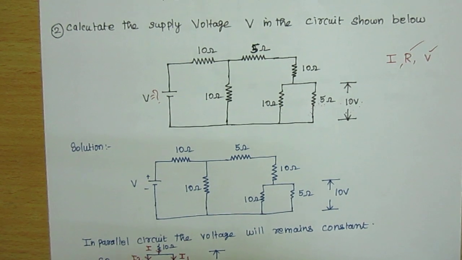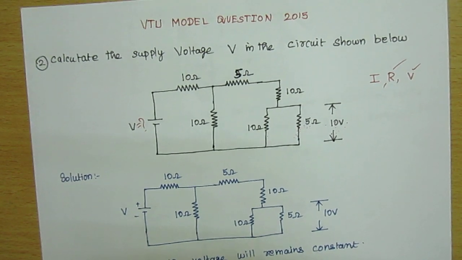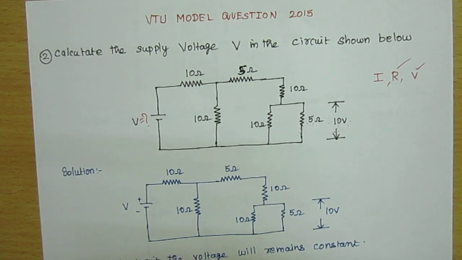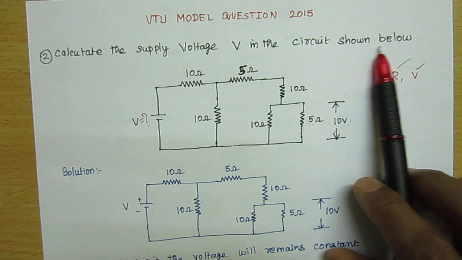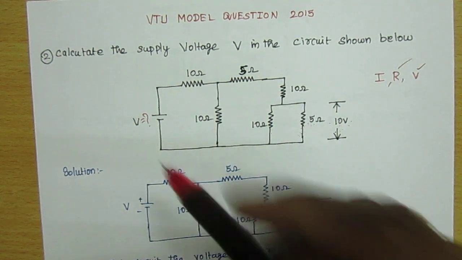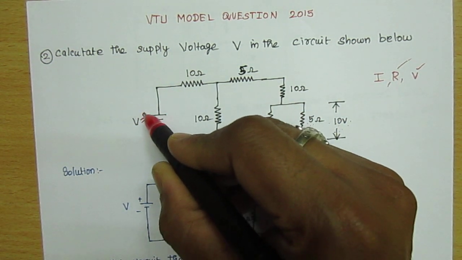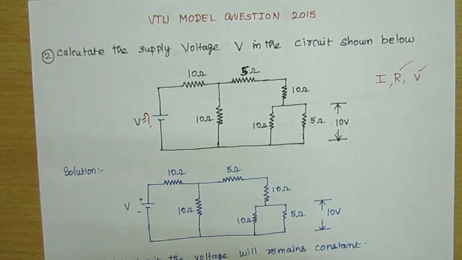This question was also asked in the VTU model question paper 2015, under the current and voltage divider rule. Calculate the supply voltage V in the circuit shown below. This is the given circuit. We are supposed to find the voltage V, that is the total voltage.